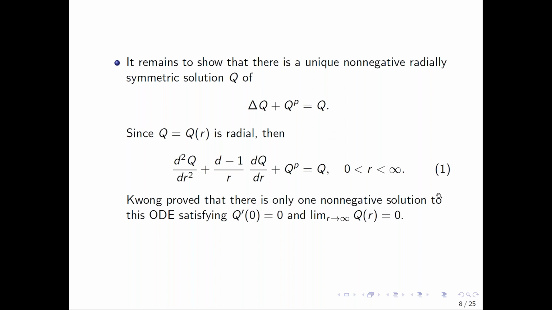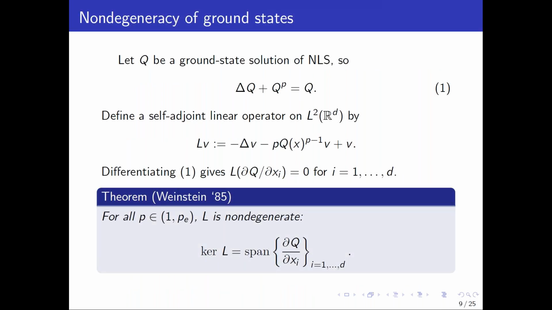He proved that there's only one non-negative solution to this ODE whose derivative at 0 is 0. This comes from assuming that the original solution is radial, and which goes to 0 at infinity. So that establishes the uniqueness part of this theorem. There's a unique non-negative radially symmetric ground state solution of NLS with omega equals 1, and all the other non-negative ground state solutions are dilations of that.